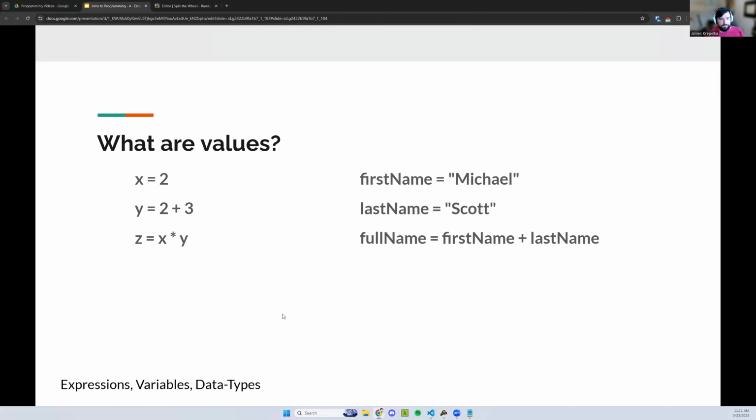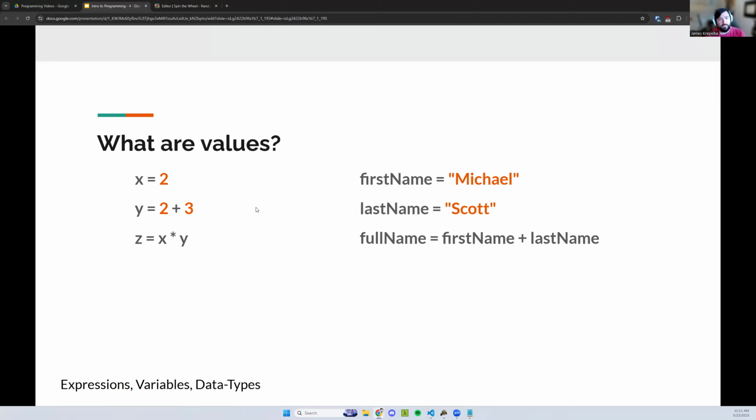So if we look at this screen, I'll give you about 5 seconds. Feel free to pause in any of these screens to think about it longer. But for now, people who aren't pausing, I'm going to give about 5 seconds to think about this. What are the values on the screen? Yeah, it's these guys, right? 2, 3, the word Michael, the word Scott.